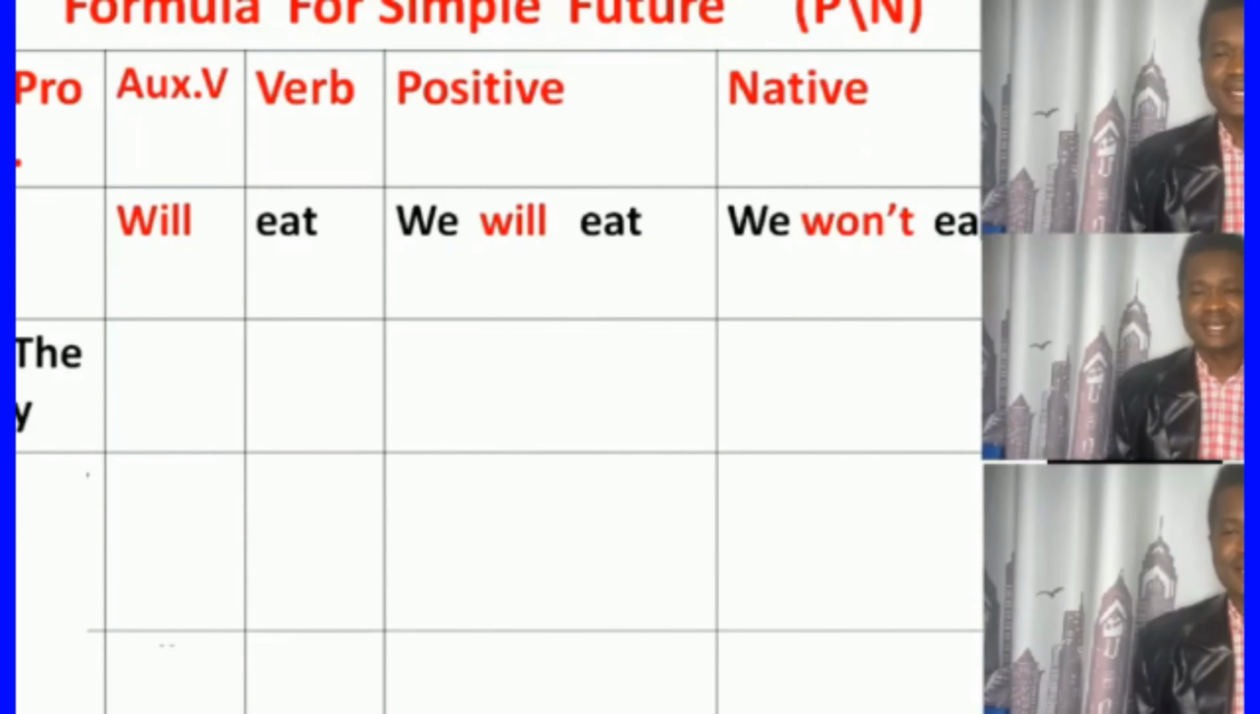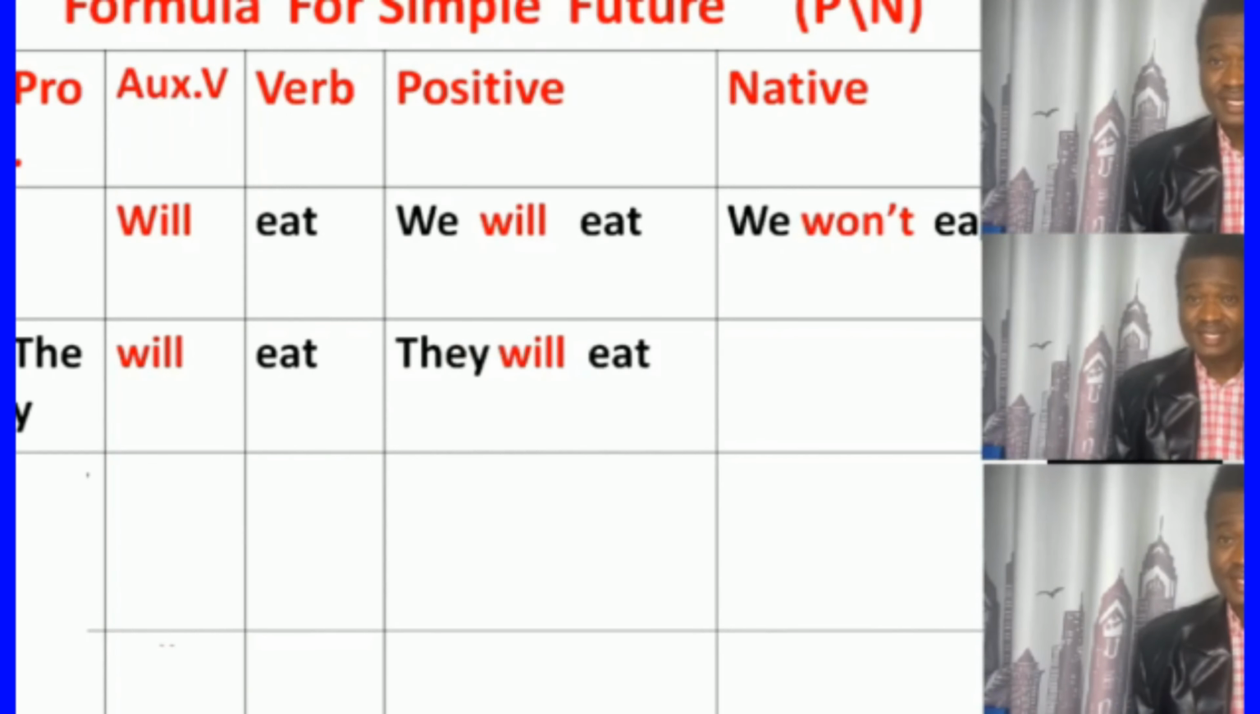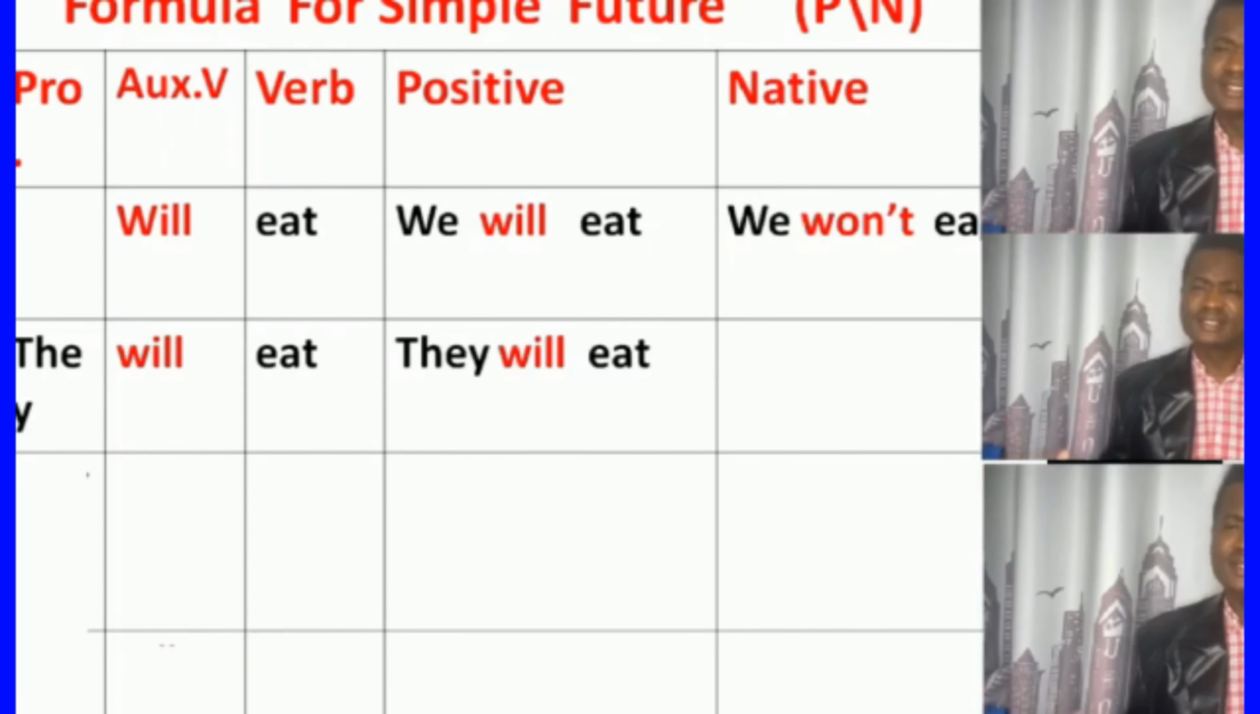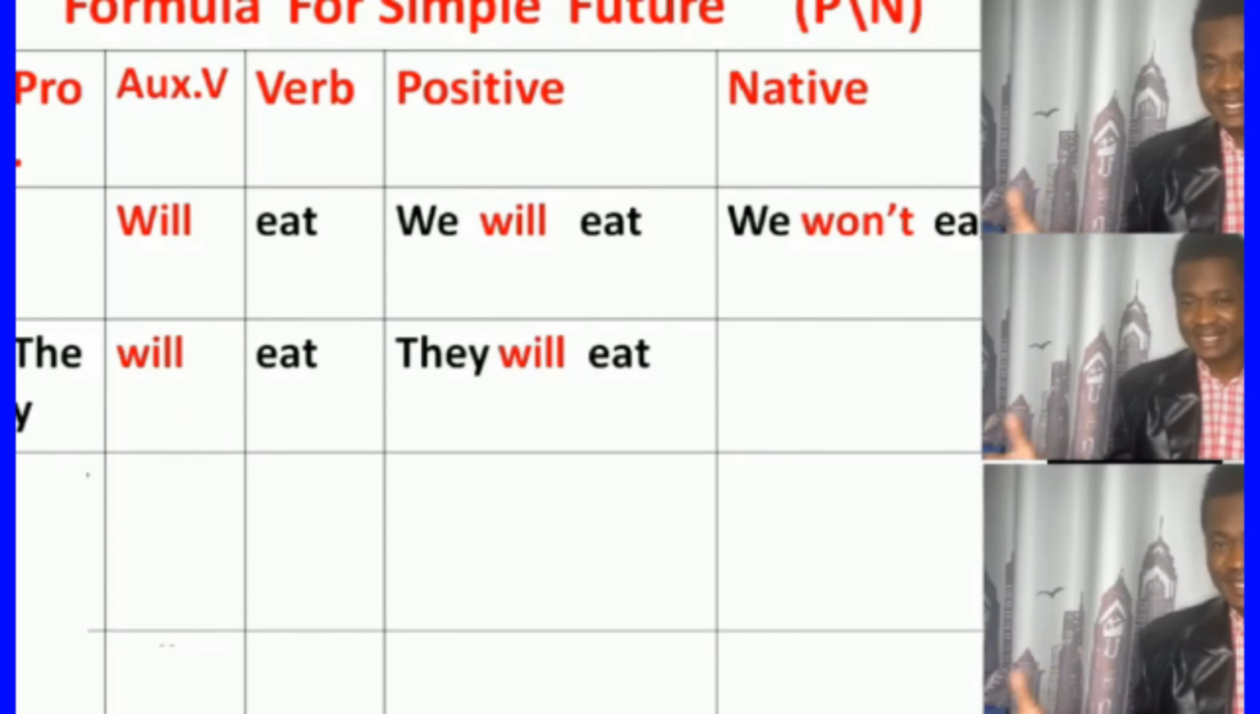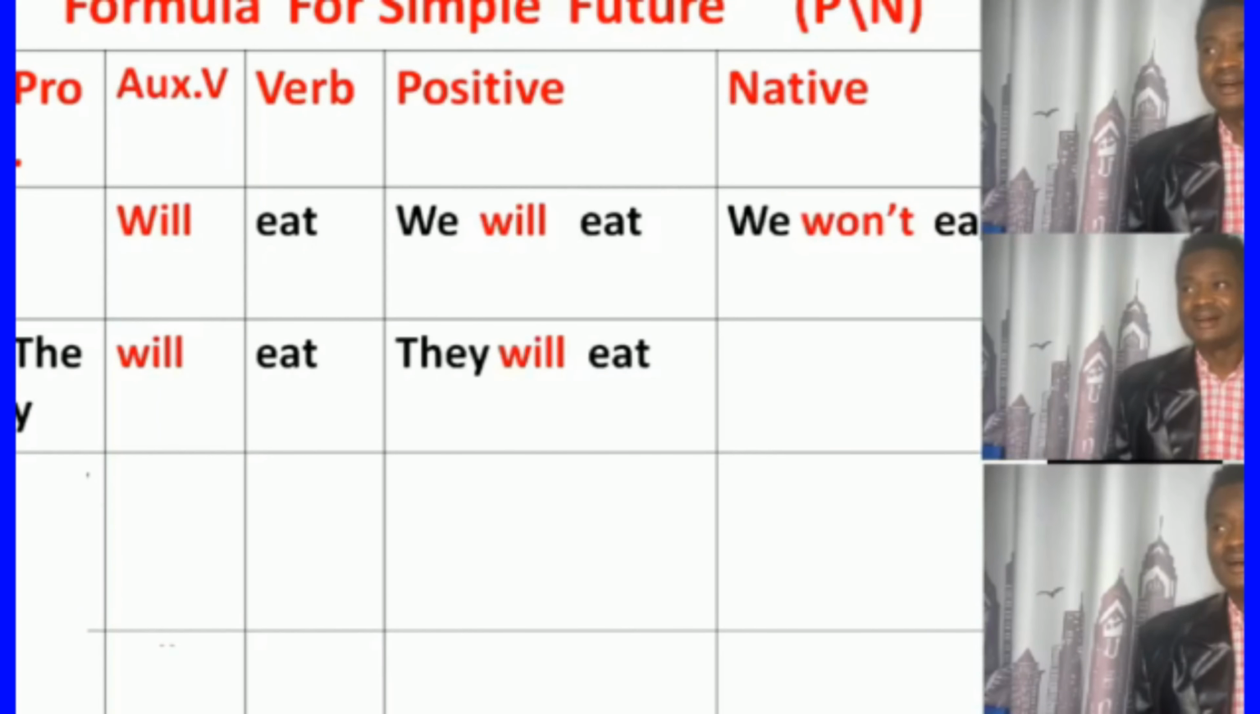There, that is the plural form. So the auxiliary verb will, and the main verb, eat. Then we have the positive, going to be, they will eat. In the short form, going to be, they'll eat. All right, that is the short form. It is not common, but most of the time we say, they will eat. They'll eat, it depends on you.